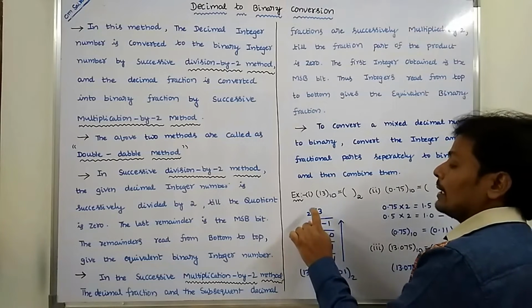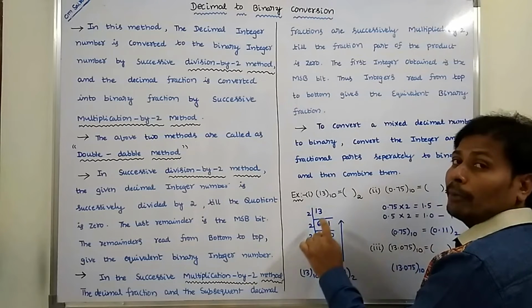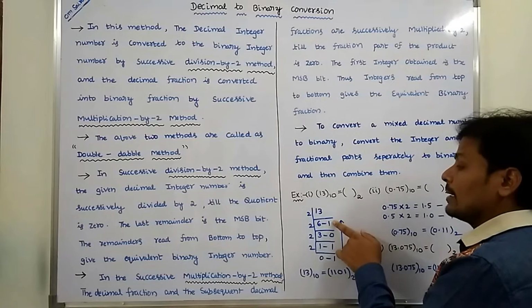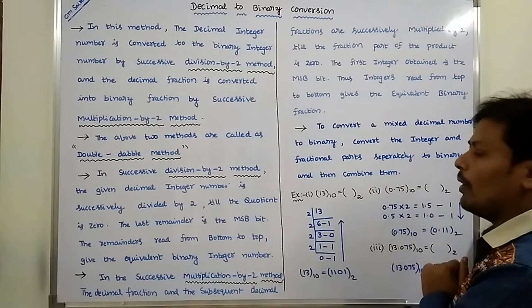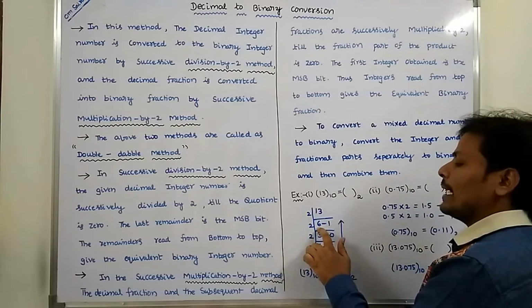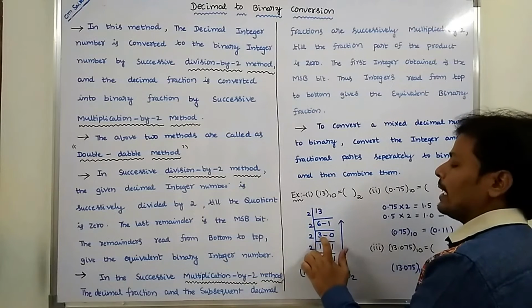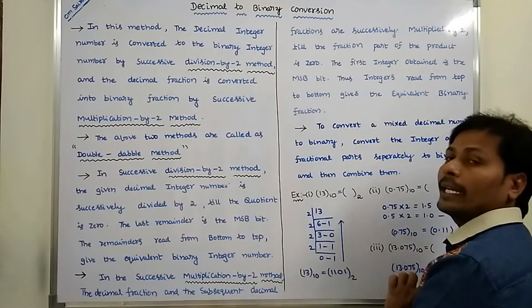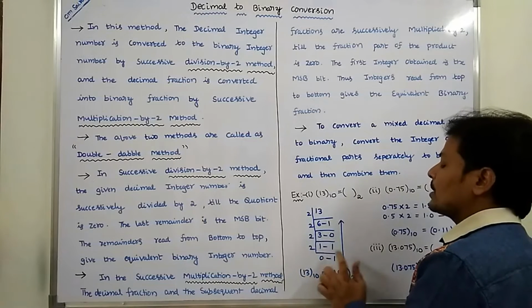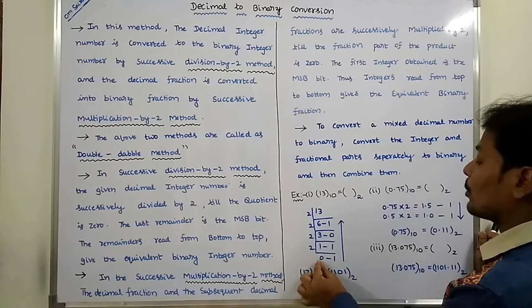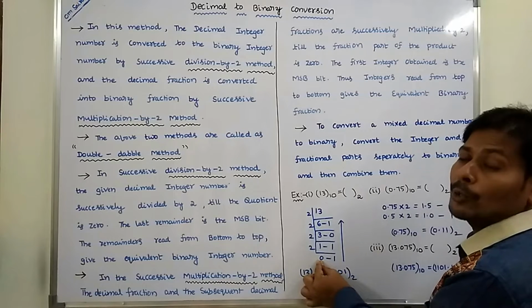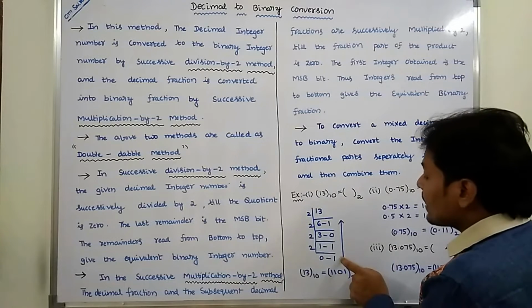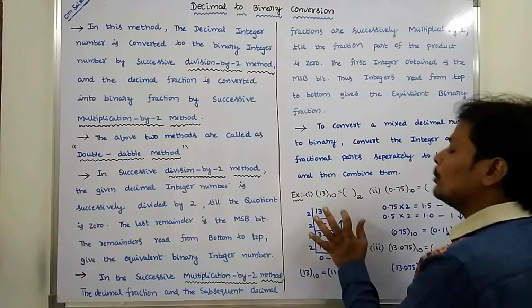Whenever the decimal integer number is divided by 2, whatever remainder we get is written beside the quotient. So 2 sixes, quotient 6, remainder 1; 2 threes, quotient 3, remainder 0; 2 ones, quotient 1, remainder 1; 2 zeros, quotient 0, remainder 1. Whenever the quotient is 0, we stop the successive division by 2. Then the remainders are read from bottom to top.